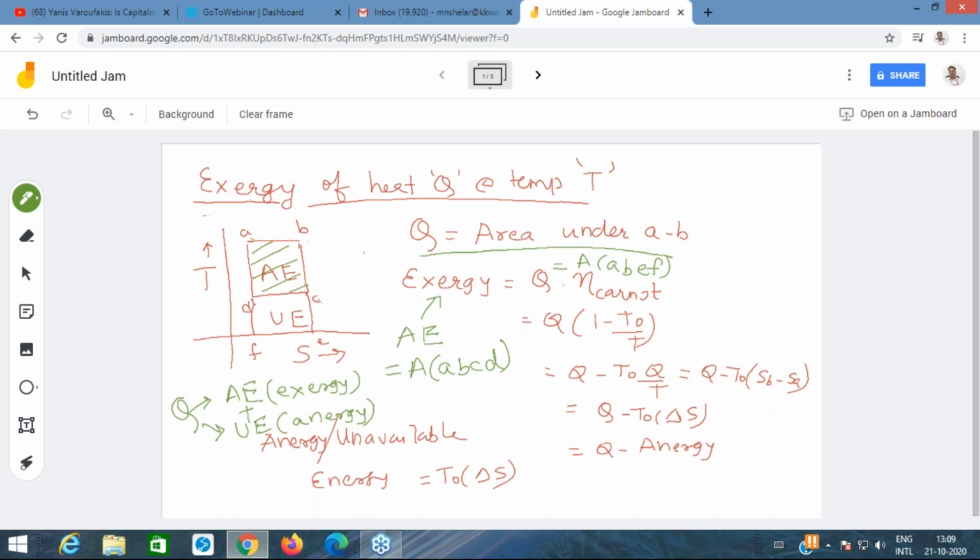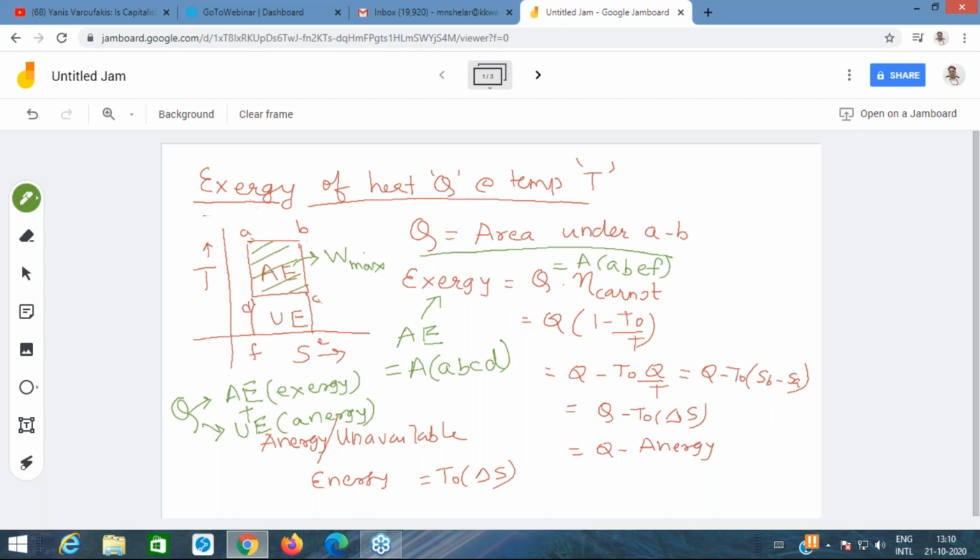So if you look at the representation of available energy and unavailable energy on the TS plane, it becomes clear that the area of this rectangle ABCD is nothing but the work output of the Carnot engine, W max. This is the available energy, provided this temperature Tc is equal to Td, the dead state temperature.